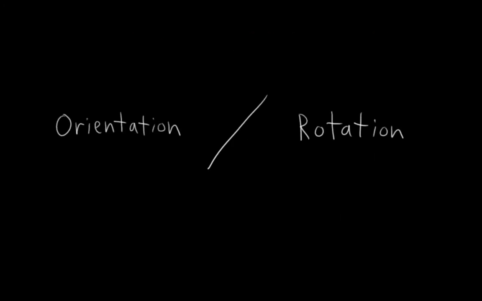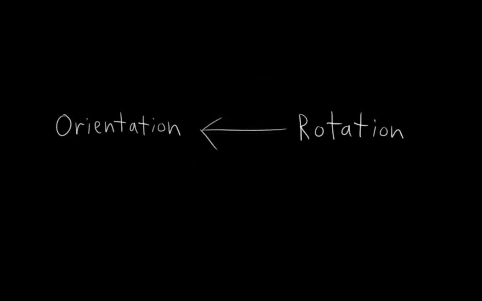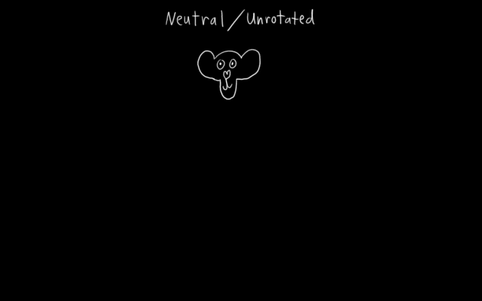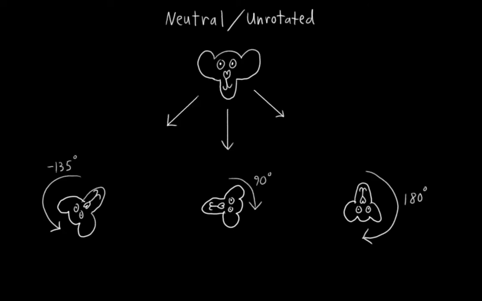In computer animation, this distinction between orientation and rotation often gets blurred. And that's because we typically use rotation to specify orientation. We have a neutral starting orientation that we consider unrotated, and then we specify other orientations by applying different rotations to it.